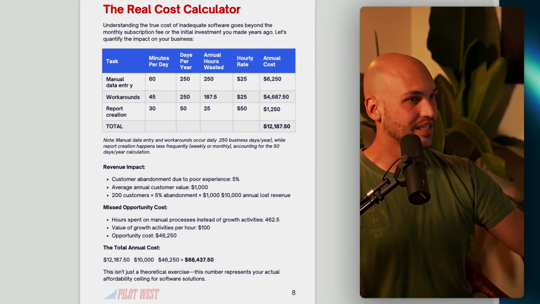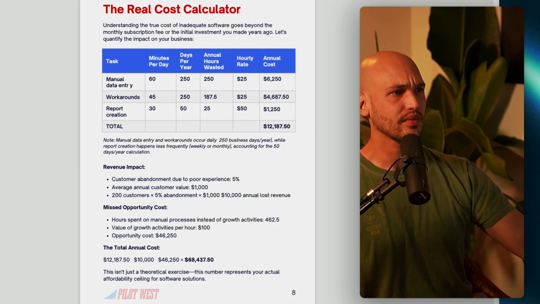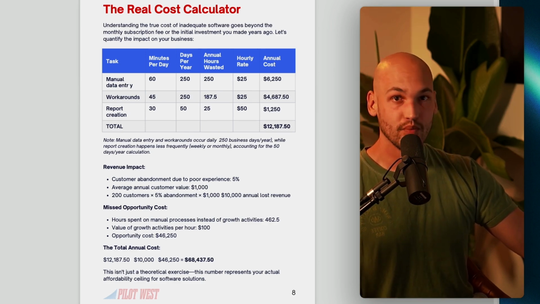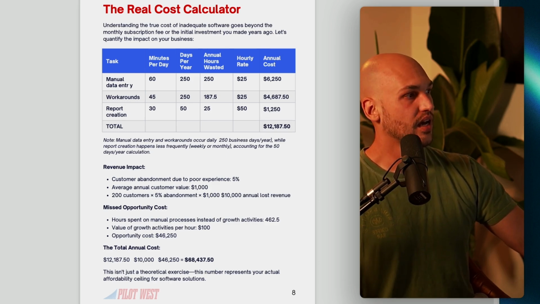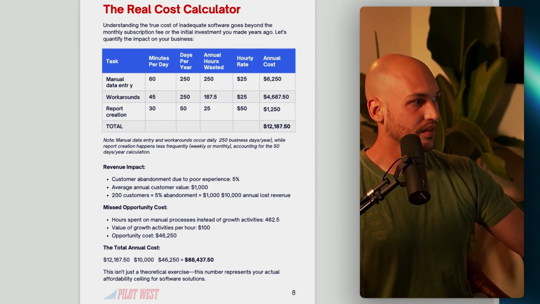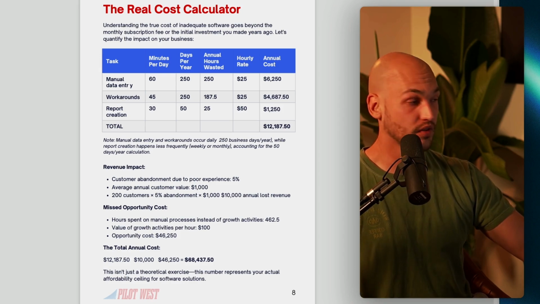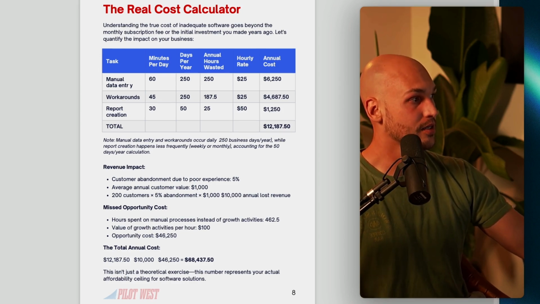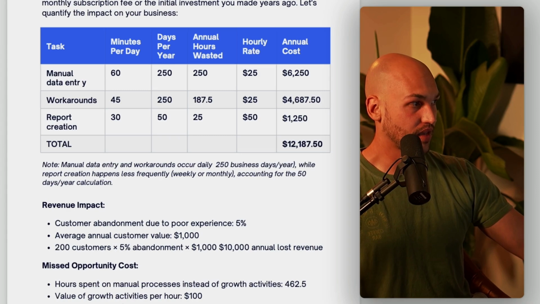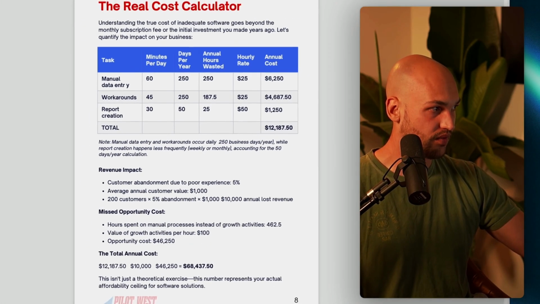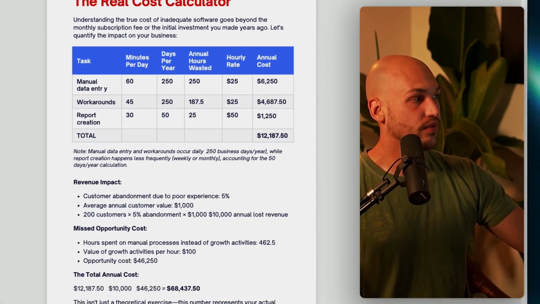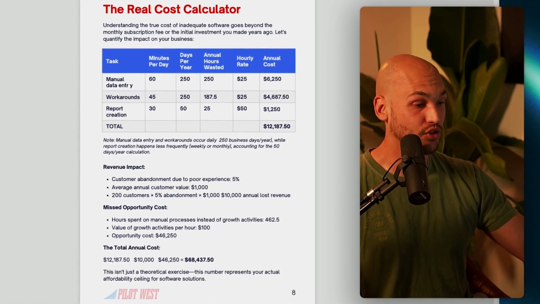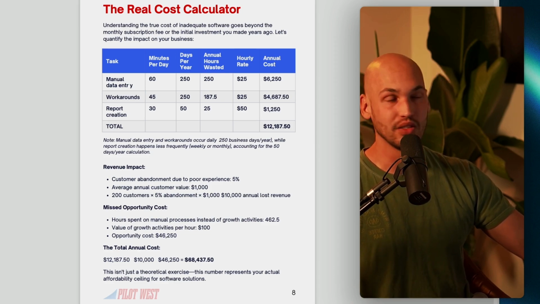So let's get into the first one, which is manual data entry. Let's say that your team members are doing 60 minutes per day, so an hour per day, of manual data entry. Let's assume that you have 250 business days in the year. Because of that, you have wasted around 250 hours. Let's say for your average employee you pay $25 an hour. That would be $6,250 you're paying annually for someone just uploading data into a system.